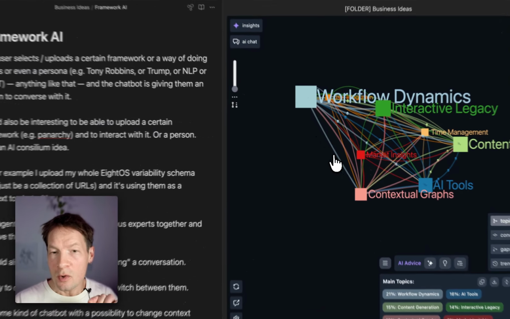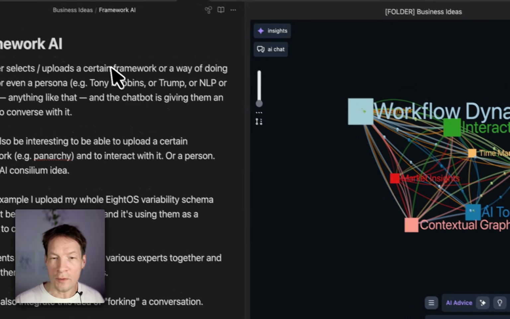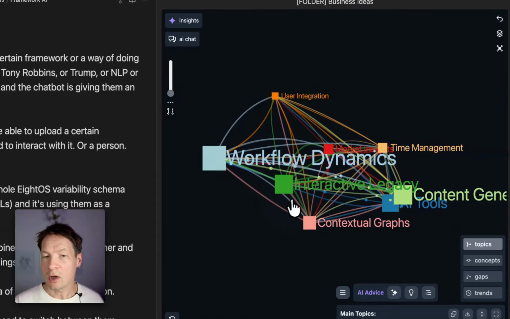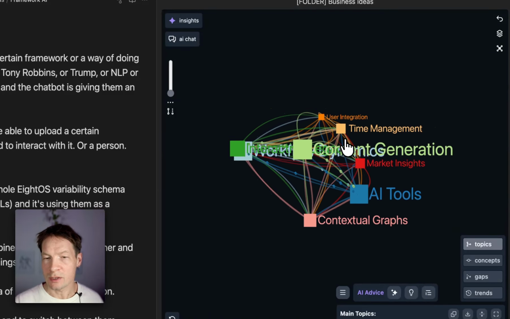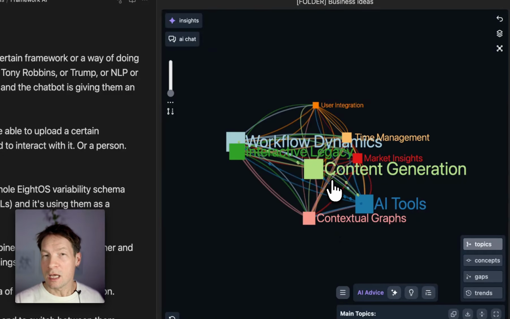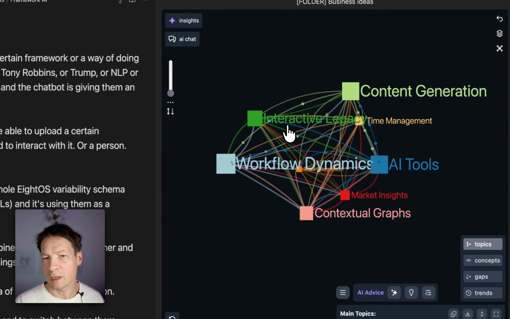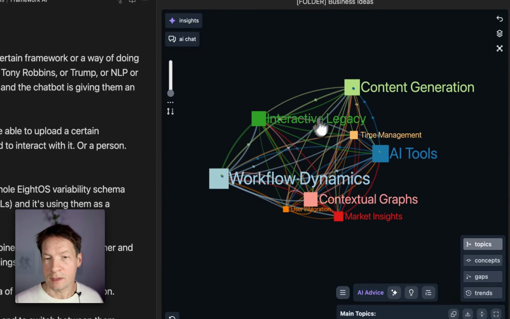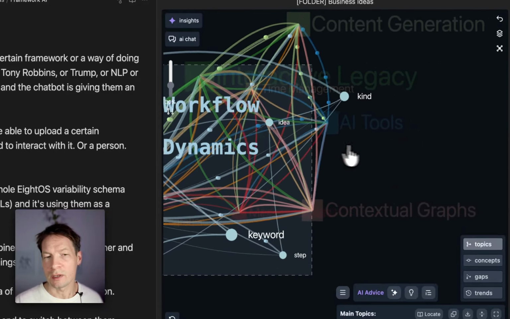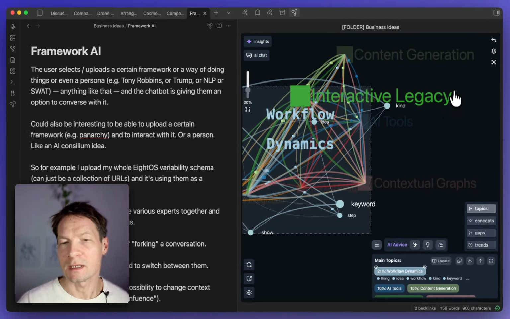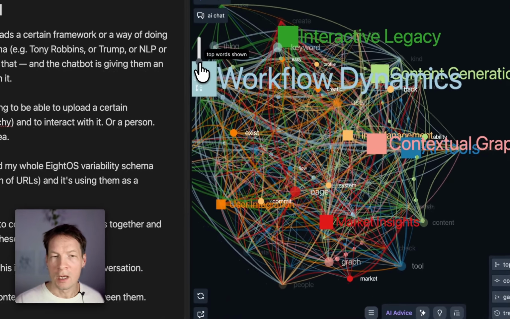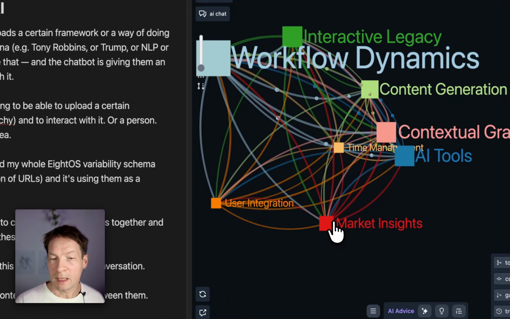Here, with the graph, visualizing all the ideas here, I can directly see, okay, I'm focused on workflow dynamics, on interactive legacy, on content generation, AI tools, contextual graphs. So if I know this whole context, I already understand what I'm talking about and what ideas tend to recur on a permanent basis. So for example, I understand that, okay, I should really look into this idea of creating a repository of different workflows that I've been thinking about for a while. Also here, I have something about market insights and so on.